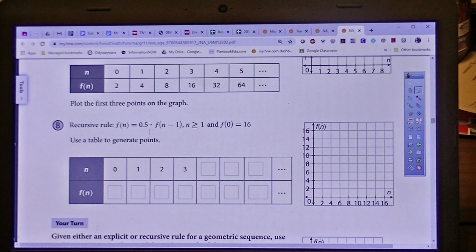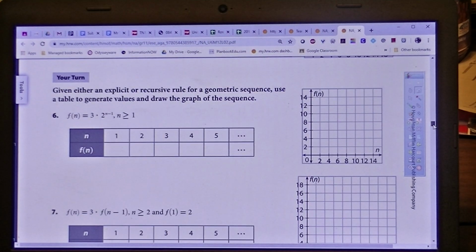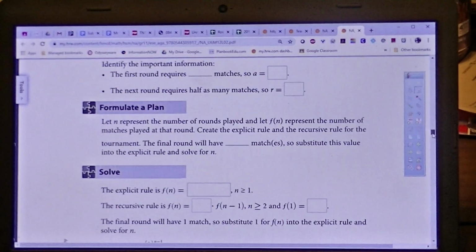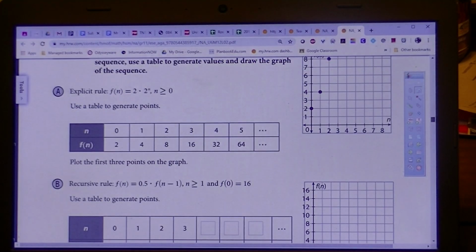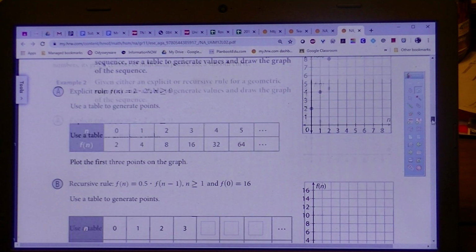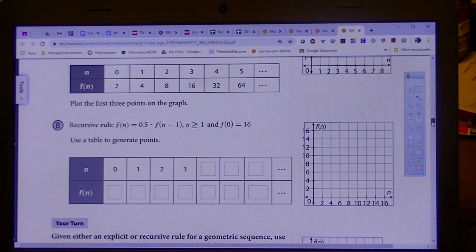And what happens if you have a recursive rule though? What happens if you have the recursive rule? And I promise this will be my last example, we'll call this good enough. We'll do this last example and then we'll jump into the practice problems of your homework.